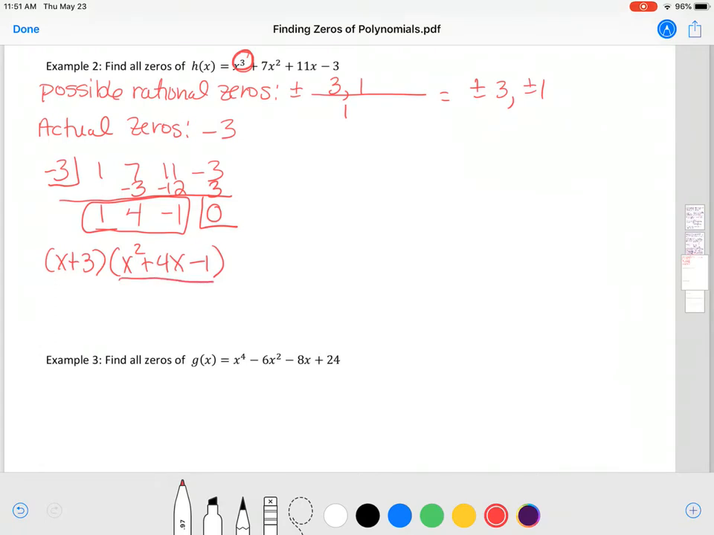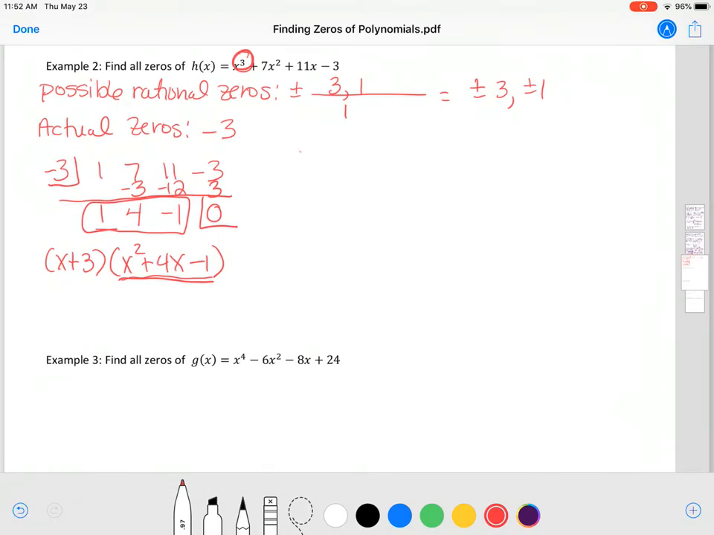Now this won't factor over the rationals the way that we know how to factor, by finding the combinations of negative 1 that would add up to 4. We can't do that in this case. So then to break this down further, what we're going to do is use the quadratic formula. Since it is a quadratic, I can use the quadratic formula to break it down.